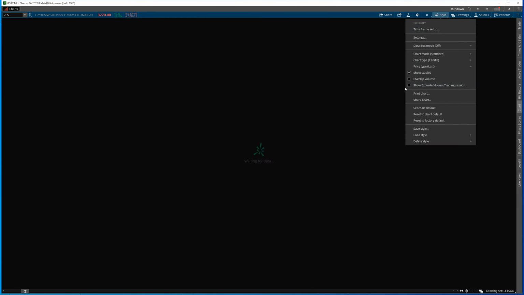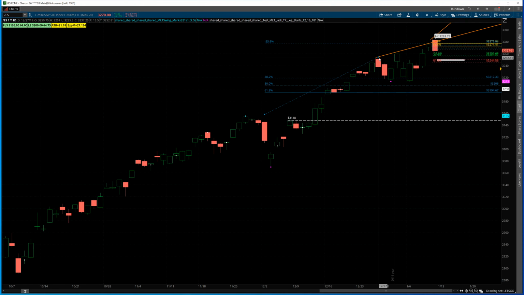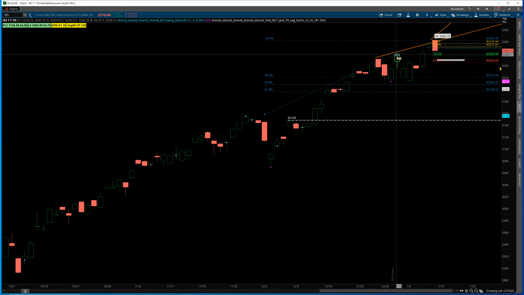Now, if you go and get rid of the extended session, guess what? The ES never broke it. The ES never broke that extension during the regular trading hours. So that's when stocks are trading, right? Obviously, that's what makes it so much different. So the RTH I do give more weight to. So that extension broke in the after hours, but it never broke during the day.